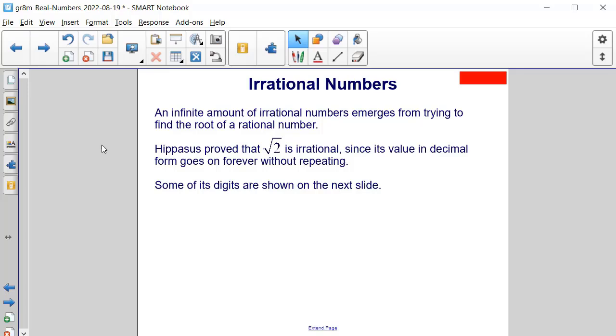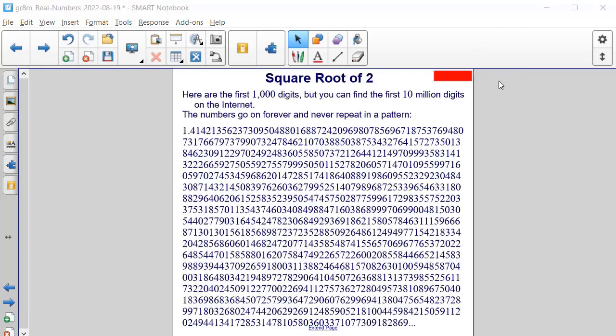An infinite amount of irrational numbers emerges from trying to find the root of a rational number. Hippasus proved that the square root of 2 is indeed irrational, since its value in decimal form goes on forever without repeating. Some of its digits are shown on the next slide. Here are the first 1,000 digits, but you can find the first 10 million digits on the internet. The numbers go on forever and never repeat in a pattern. So here's what the square root of 2 looks like to 1,000 digits.